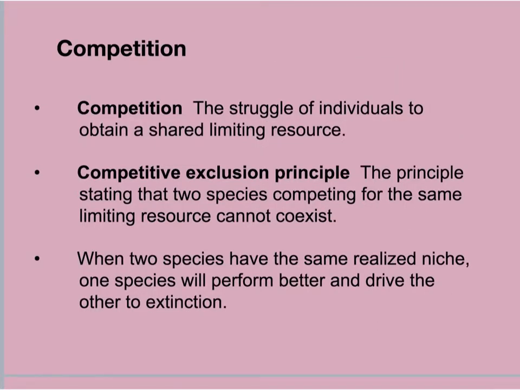Competition is a struggle of individuals to obtain a shared limiting resource. So one of those species of paramecium outcompeted the other. And Gause's observations, combined with additional experiments with other organisms, led to what researchers now call the competitive exclusion principle. That states that two species competing for the same limiting resource cannot coexist. Under a given set of environmental conditions, when two species have the same realized niche, living in the same space and in the same place, one species will perform better and drive the other to extinction.